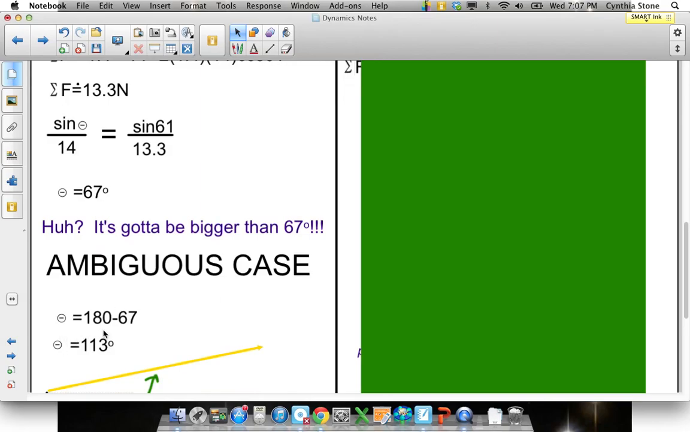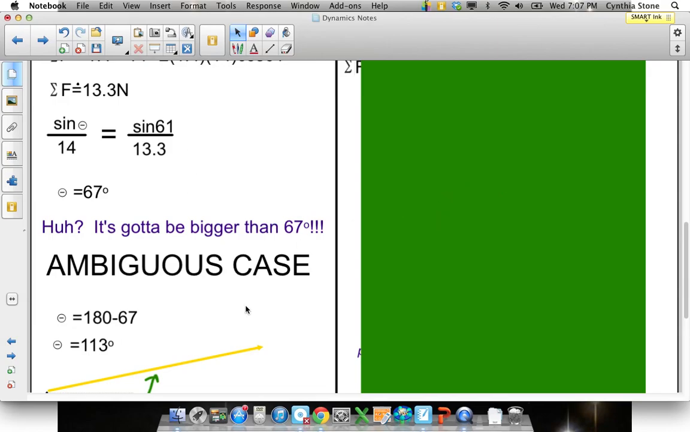The actual angle will be 180 minus 67, and you hopefully remember that from grade 11. So if you see something like that, that's what you can do. If that makes you feel insecure, do the X and Y method, because it's more steps, but you wouldn't get something like that.